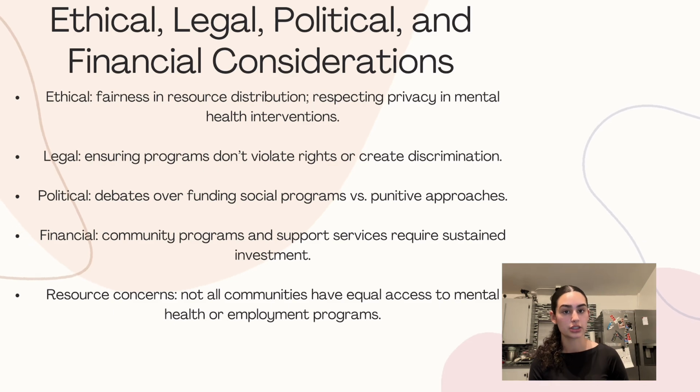Ethical, legal, and financial concerns. Of course, these policies come with challenges. Ethically, we need to ensure that interventions are fair and don't discriminate against certain communities. Legally, we must protect privacy, especially in mental health or community-based programs. Politically, there may be disagreements about funding social programs rather than just focusing on punishment itself. And financially, these programs require sustained investment, which isn't always available. Still, the benefits can outweigh the costs if they reduce long-term crime.